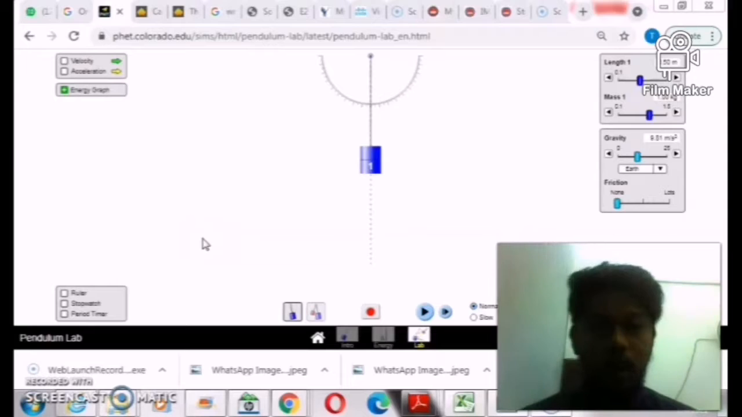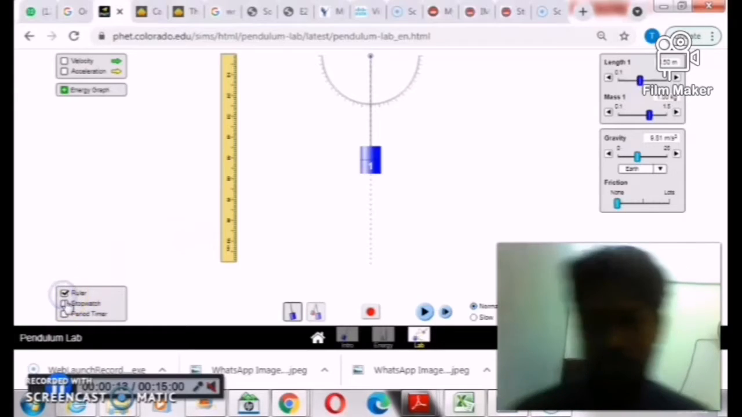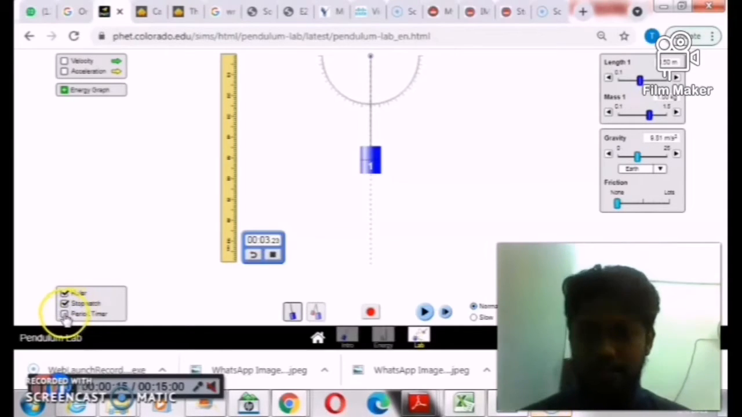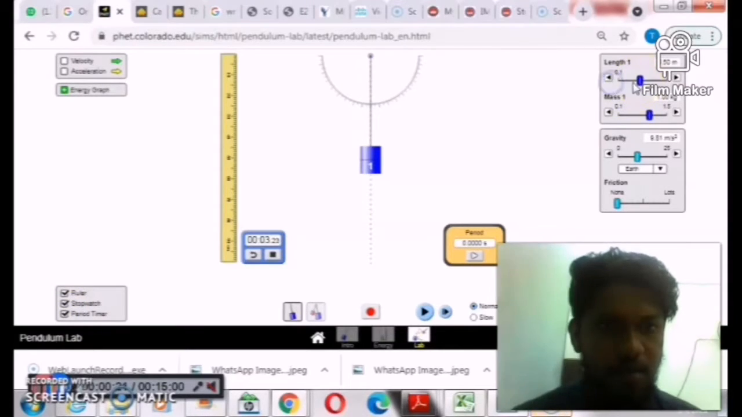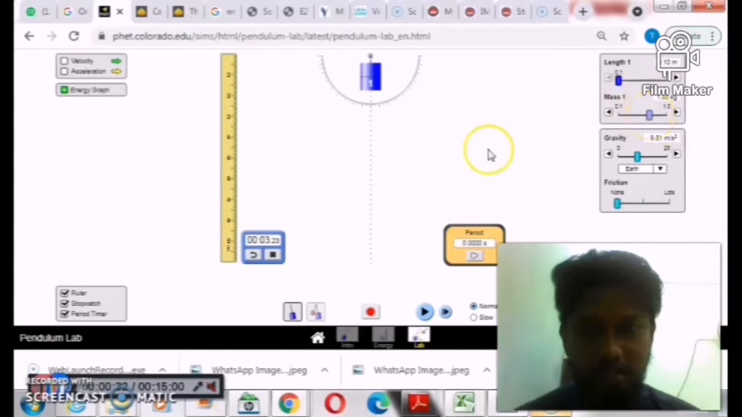Now I will show how we run our simple pendulum experiment. To run our simple pendulum experiment, we use the PHET simulation. First of all, we apply our ruler, stopwatch and period timer. For the first experiment, we use a length of 0.1 meter, which is equivalent to 10 cm. For this experiment, we will keep the mass of the pendulum constant at 1.0 kg.